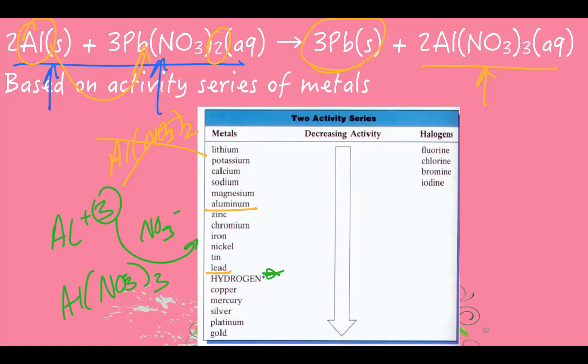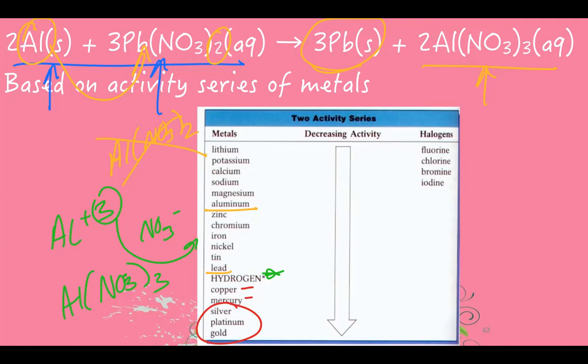Pay special attention to where hydrogen is. And then, as I said last week, silver, platinum, and gold are all expensive metals because they're unreactive. So you should not have to remember that at all. But maybe copper and mercury would be good to remember, that copper and mercury will not replace hydrogen.